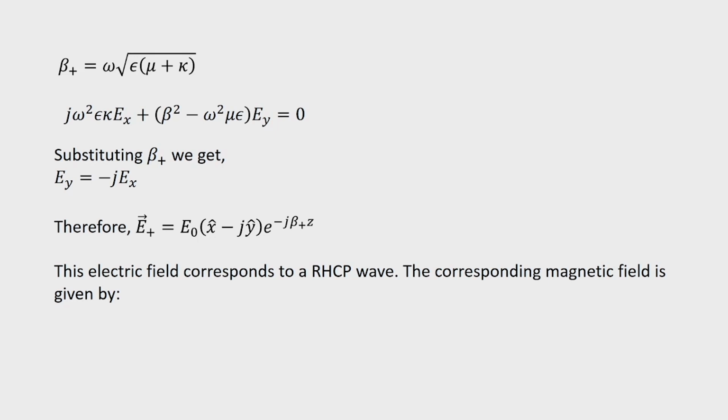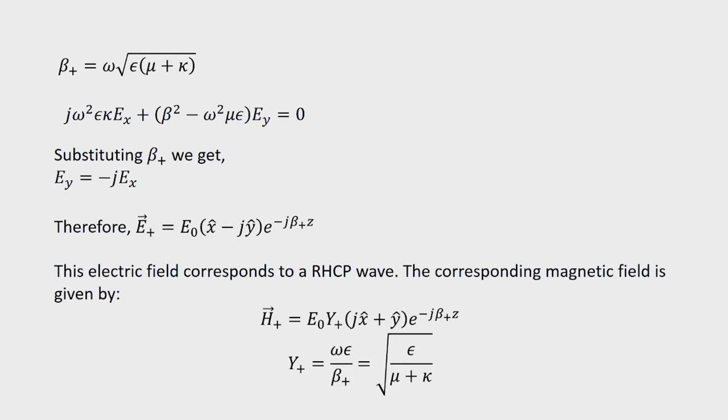This electric field corresponds to a right hand circular polarized wave, or an RHCP wave, and we can get the corresponding magnetic field as H plus equal to E naught y plus (j x cap plus y cap) e to the power minus j beta plus z. Here y plus is the wave admittance corresponding to beta plus and is given by omega epsilon by beta plus, which can be written as root of epsilon by mu plus kappa.